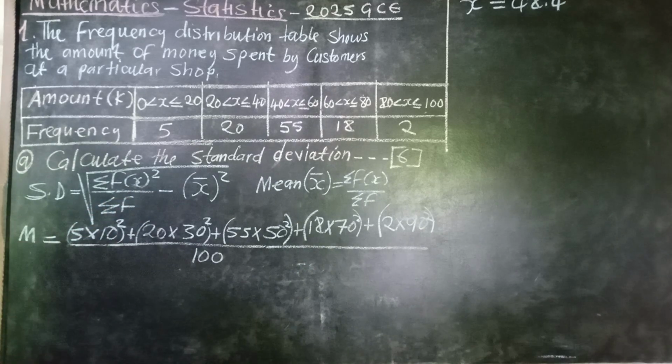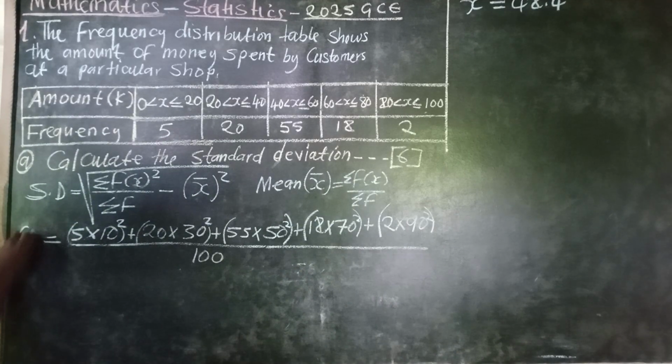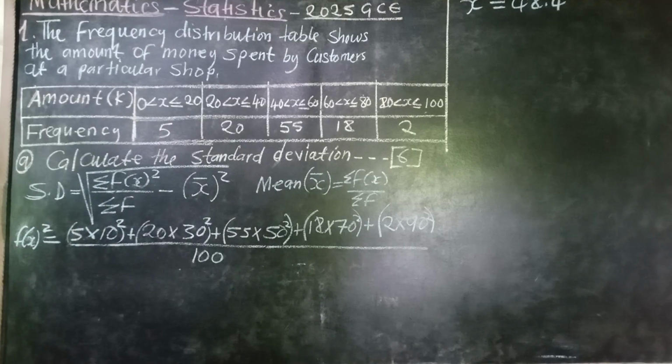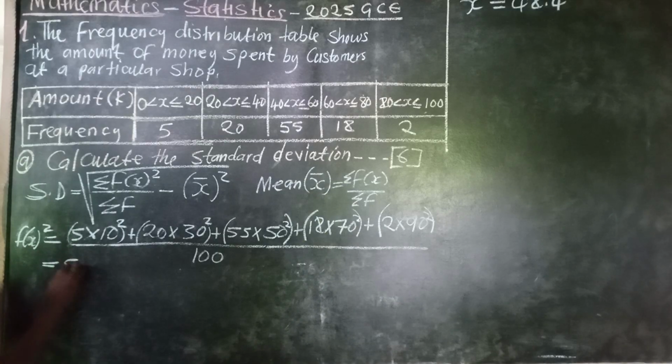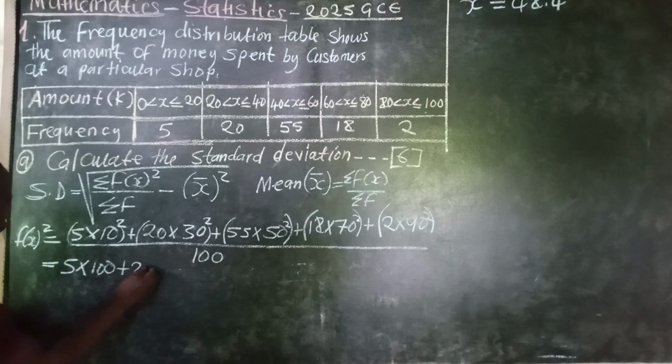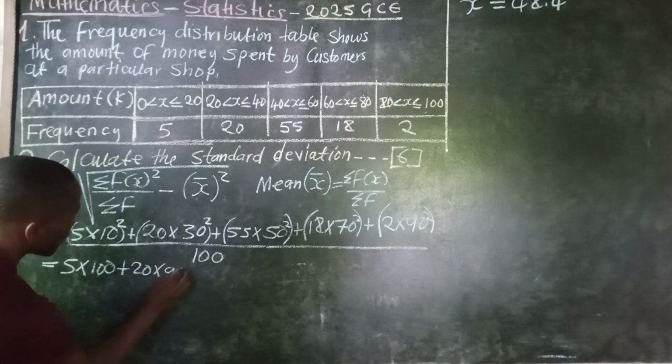Okay, so let us do it now. Let us simplify from that point. Okay, and this is now f of x. We are finding f of x squared. Okay, so we can start. When we say 5, we can bring it down, then times 10 squared, that is 100, plus 20 you write, then times 30 squared, that is 900.